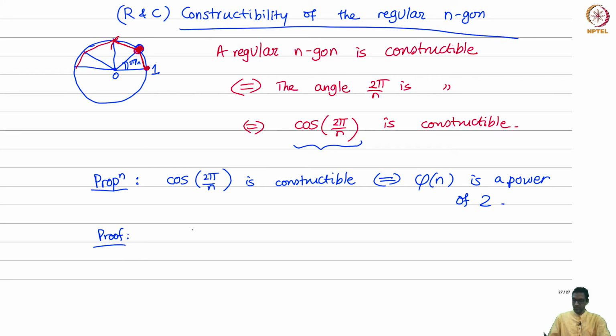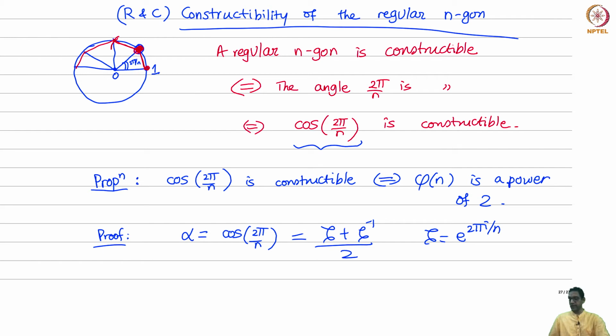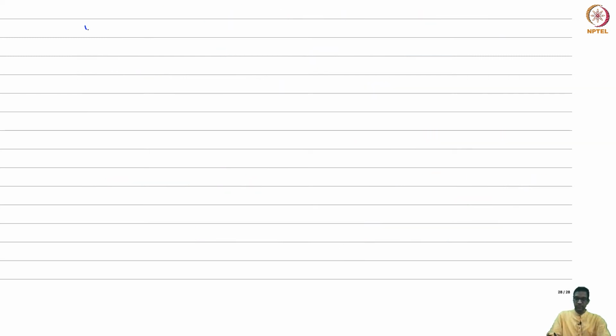First let's call this number alpha, which is cosine of 2 pi by n. This is just zeta plus zeta inverse by 2. What is zeta? Zeta is our complex nth root of unity, and if you compute this plus this, e to the minus 2 pi i by n, divided by 2, that's one of the definitions of cosine. So alpha is just zeta plus zeta inverse by 2. If we simplify, zeta plus 1 by zeta is 2 alpha. In other words, zeta squared minus 2 alpha zeta plus 1 is 0.